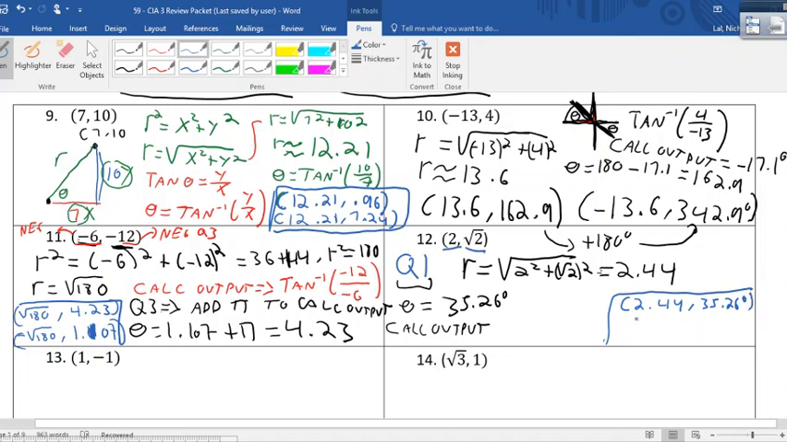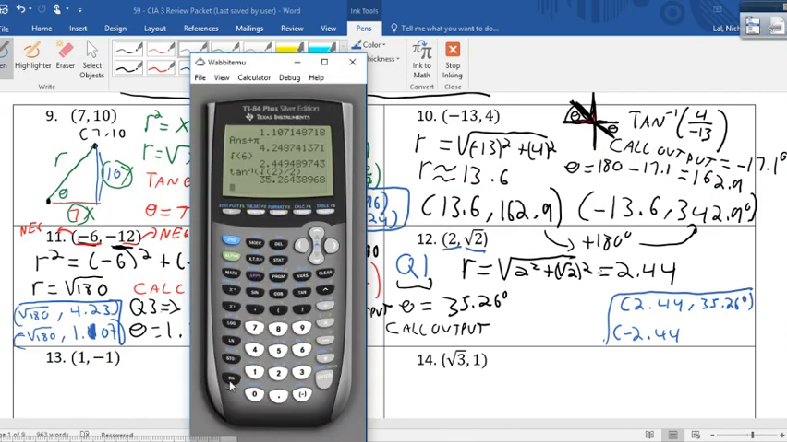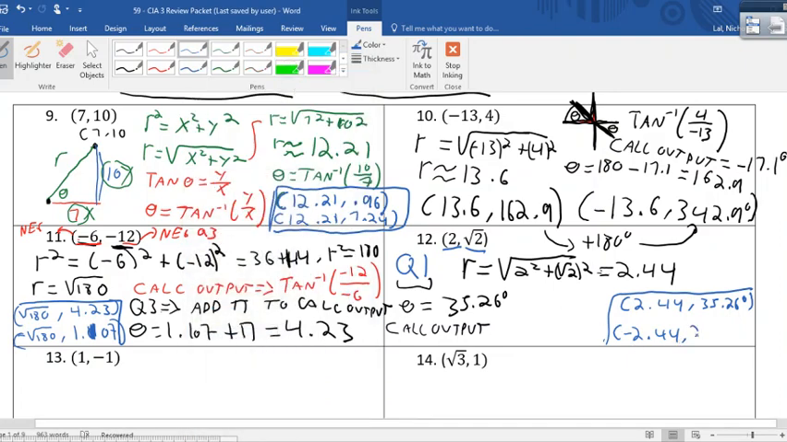But you could also make your r value negative and add 180. So you could also have an r value of negative 2.44 and then change our theta value by adding 180 here, and have a theta value of 215.26 degrees. Okay, that was 12. Alright, 2 more before we're done with the section.